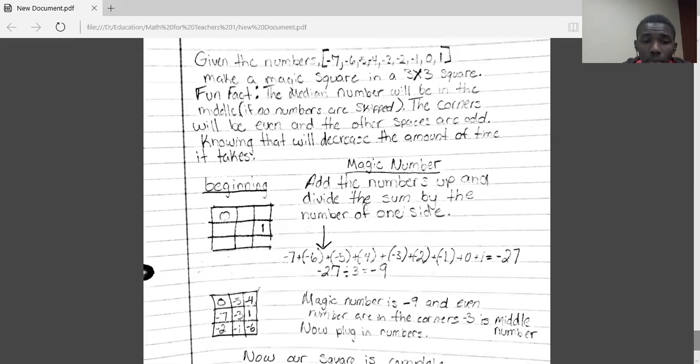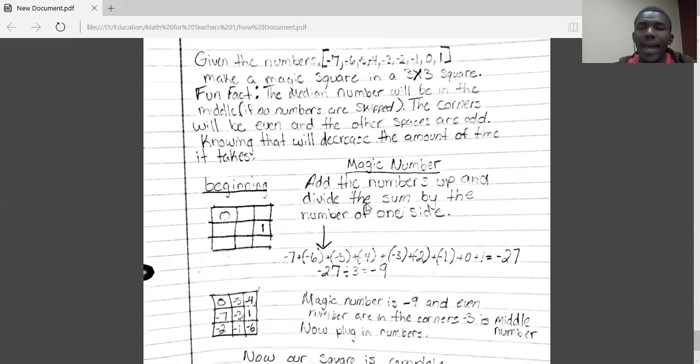And then the number that'll be right in the middle will be the median number of the set of numbers. The median of all of these will be the middle number, which right here, -3, is the median. And that'll help us out later on. But there is also a trick that you can use to find the magic number, which simply means this row, this column, that row, and even if you go diagonal, it'll all equal the same number, okay?